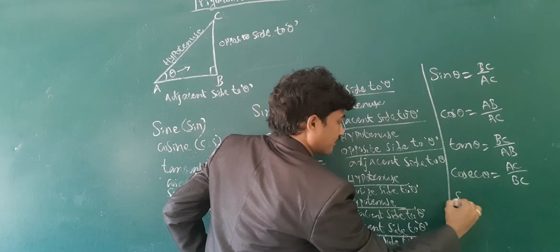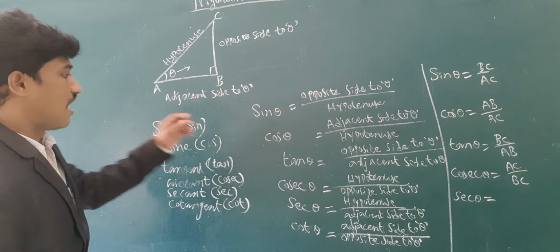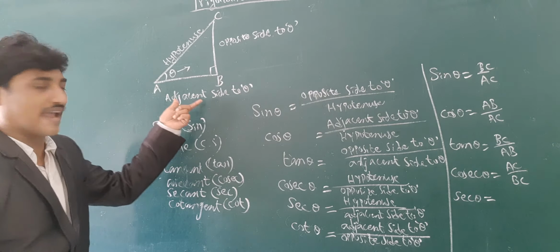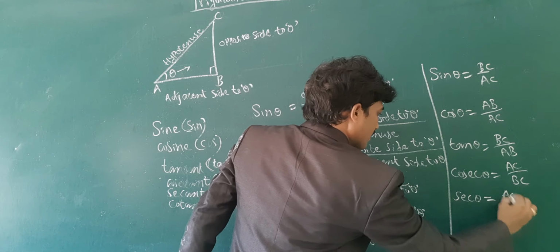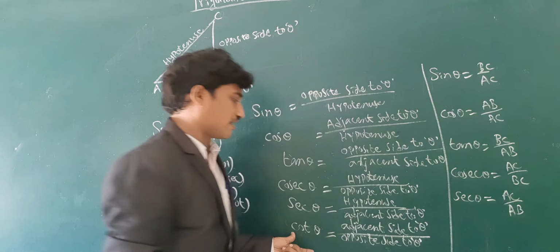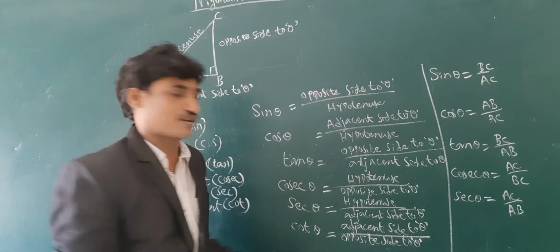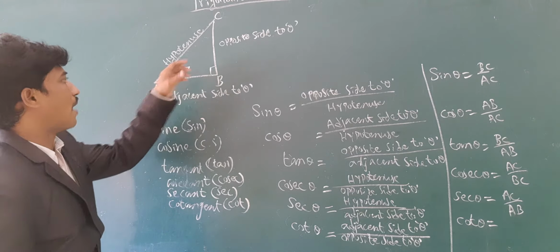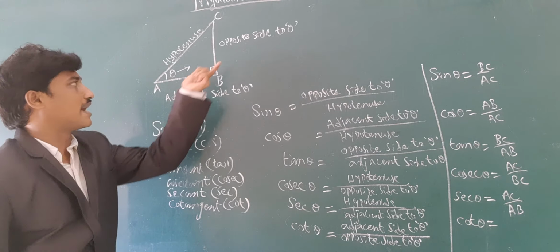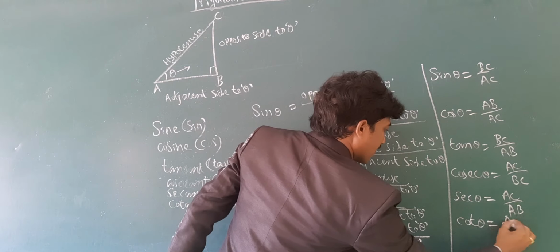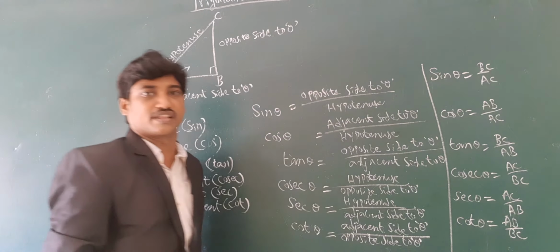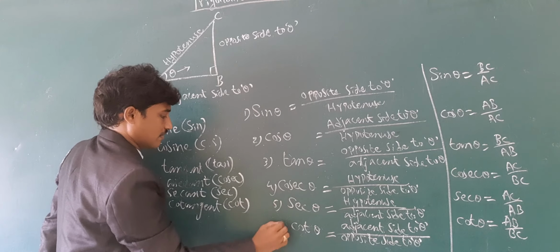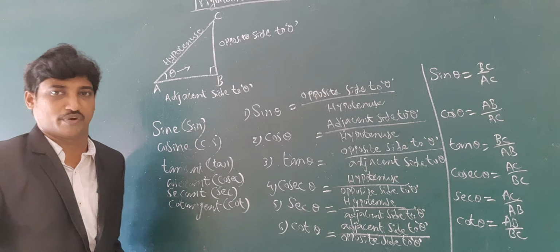Next, secant theta is hypotenuse by adjacent side to theta, so AC by AB. Cot theta is adjacent side to theta by opposite side to theta. Adjacent side to theta is AB, opposite side to theta is BC, so cot theta is AB by BC. These are the 6 trigonometric ratios of a right angle triangle in trigonometry.